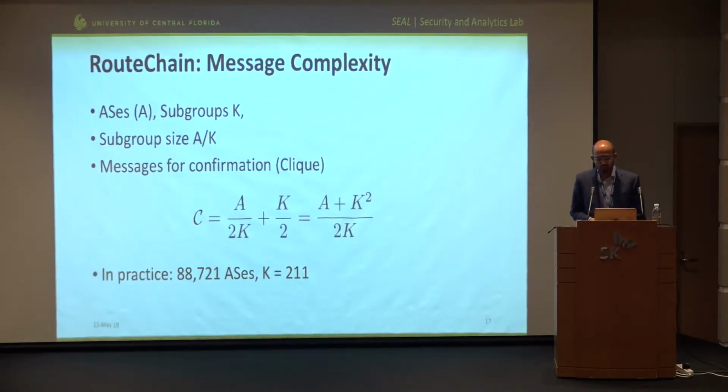So again, on message complexity, if we assume that A is the number of ASs and K is the number of subgroups, the subgroup size would be the number of ASs over the number of subgroups, that is to say A over K. The number of messages required for confirmation in the overall system can be easily calculated as (A plus K squared) over 2K. In practice, when we have about 88,000 ASs on the internet, we can have K, the number of subgroups, of 211, which is relatively smaller to confirm across than to confirm with individual ASs.